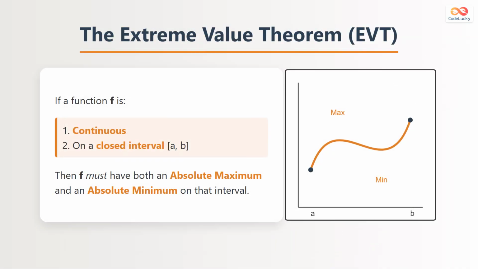There is a very famous theorem in calculus called the Extreme Value Theorem. It guarantees the existence of a max and min under two specific conditions. First, the function must be continuous. Second, it must be on a closed interval, meaning the interval includes its endpoints, a and b. If these conditions are met, the function is guaranteed to have both an absolute maximum and an absolute minimum.